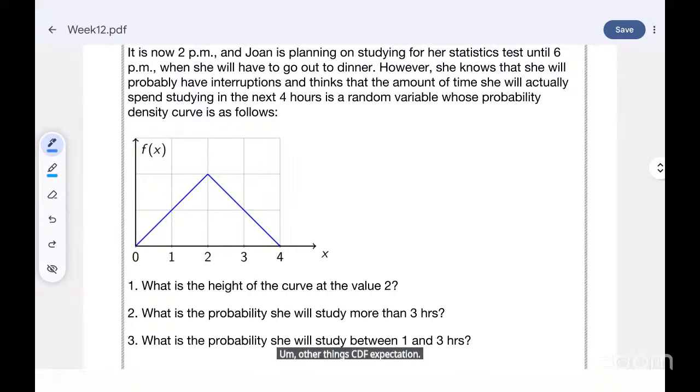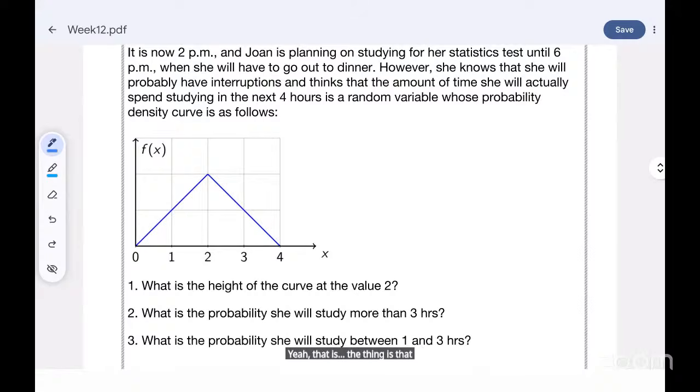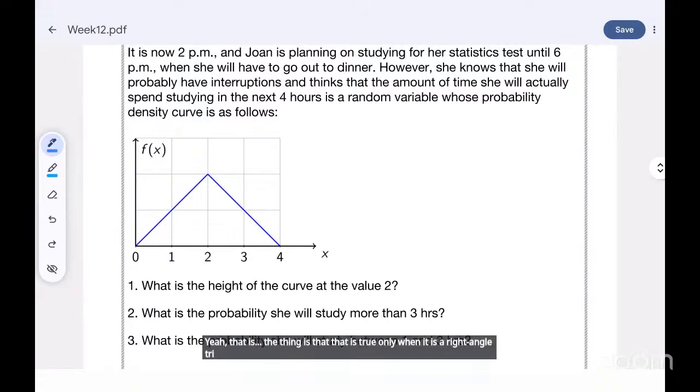We can replace the equation of f(x) like this triangle. I can make a combination of two straight lines, right? That is true only when it is a right angle triangle. But the triangles can be of different shapes. So even this kind of triangle is possible. So many different kinds of triangles are possible. So it depends on the specific triangle you are considering.